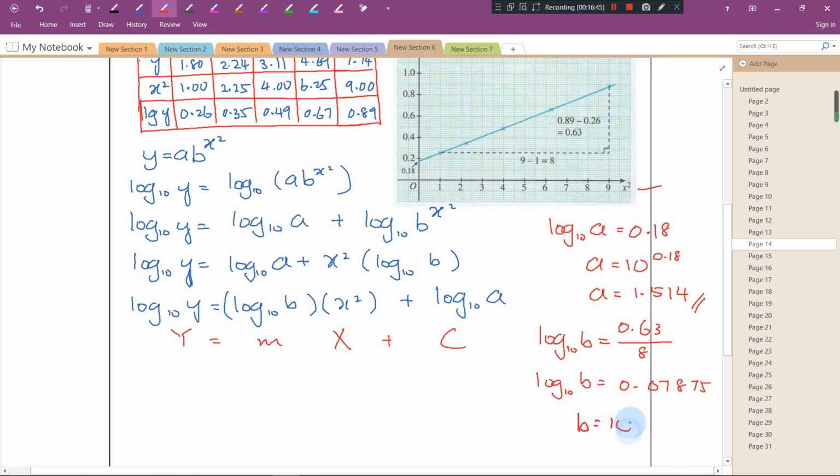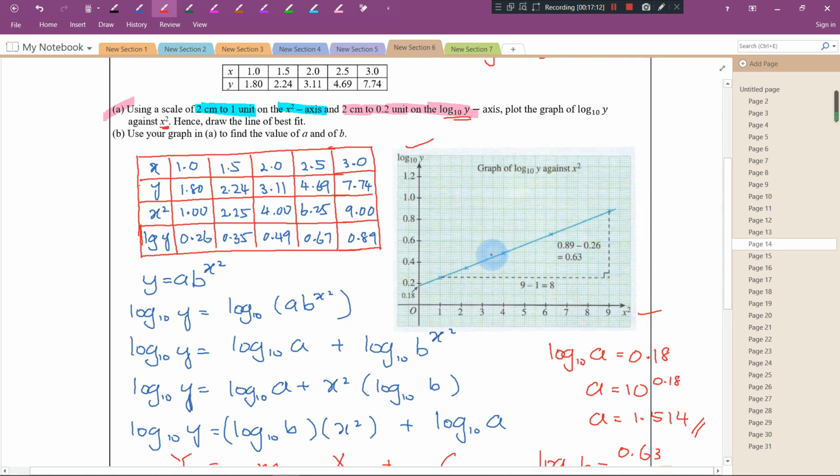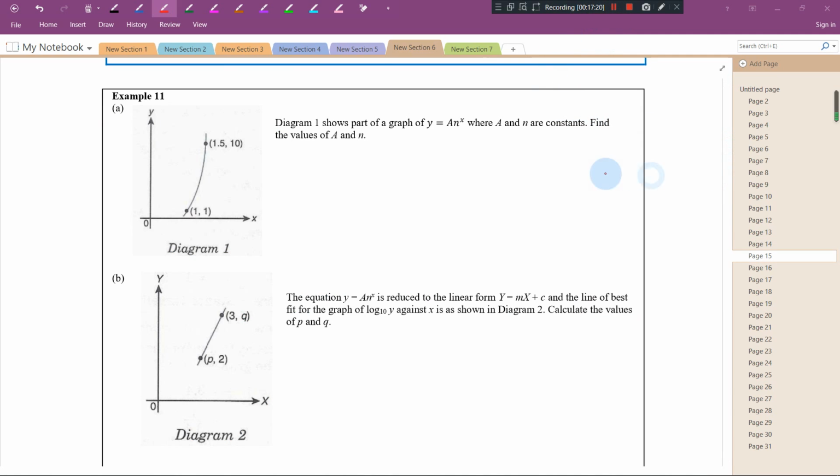Okay, so b is equal to 10 raised to the power of 0.07875. b is equal to 1.199. I just take 4 significant figures. So this is the value of a and b. Later on you have to try to draw your graph yourself, then only you can master it well. Okay, let's try another question.